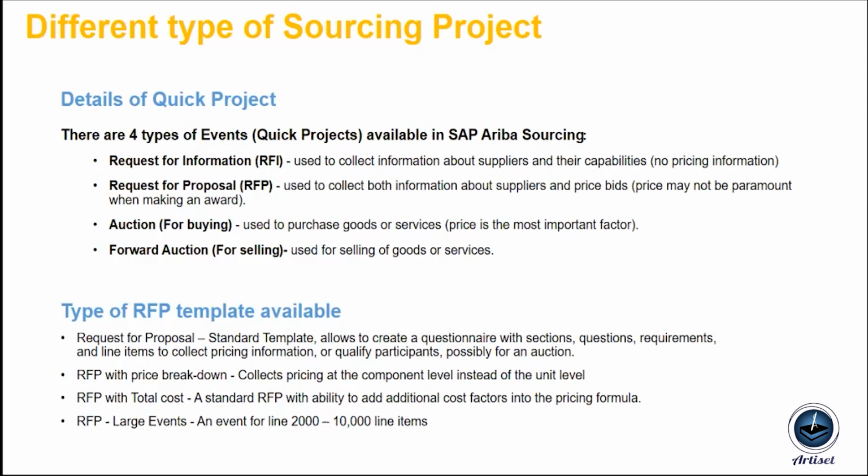When I say quick project, it is a single standalone event. Either they want to go for RFI or RFP or an auction. And in full project, they can select multiple events in one project, either RFI, RFP or auction, or RFP and auction, and they can play with that. Today we will talk on quick project.